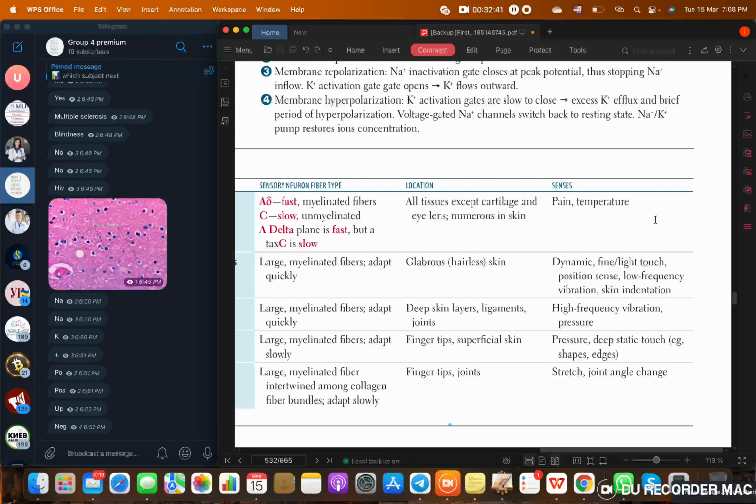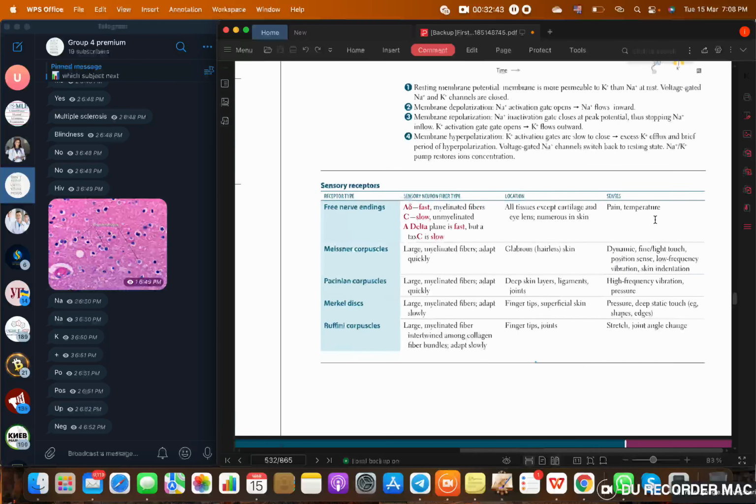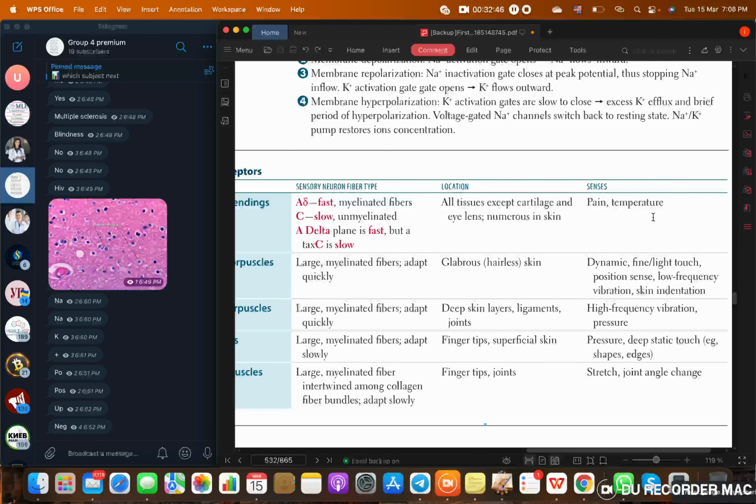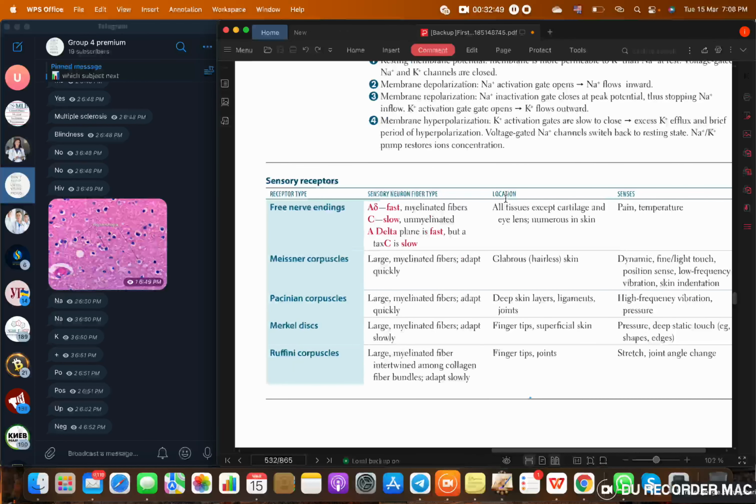So let's take a look. They say senses include pain and temperature. All tissue except cartilage and eye lens. Numerous in the skin. So wait a second. Are they telling us that the cartilage and the eye lens don't have sensation? I mean pain sensation? Well, mostly, yes, they don't. However, inside of our skin, we do have it. Because of that, the pain is mostly located in our skin.